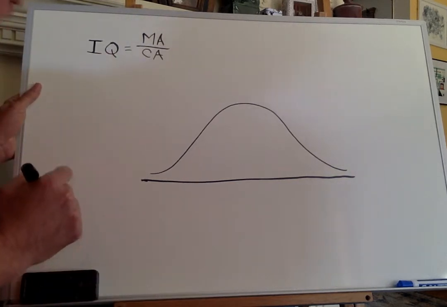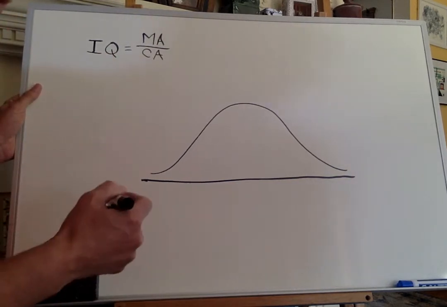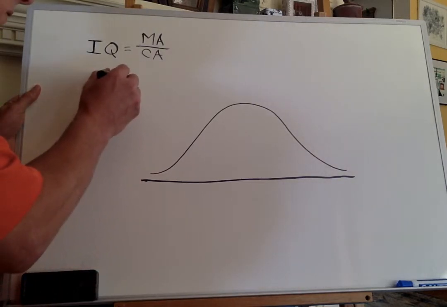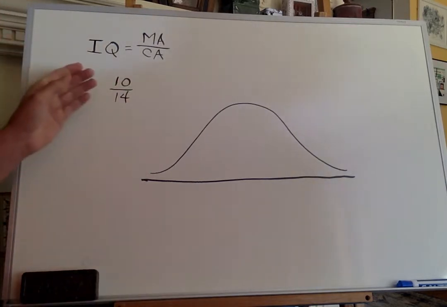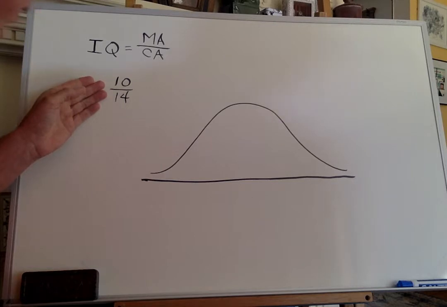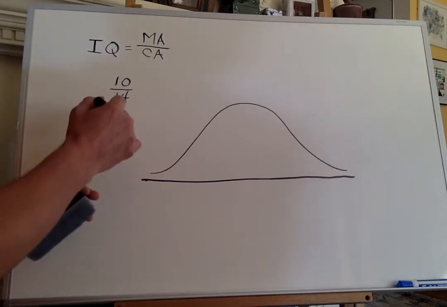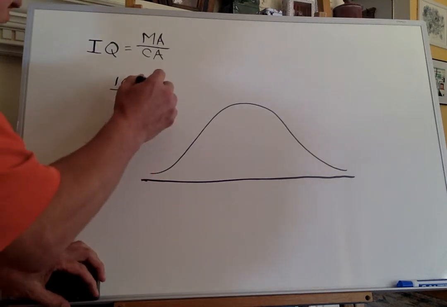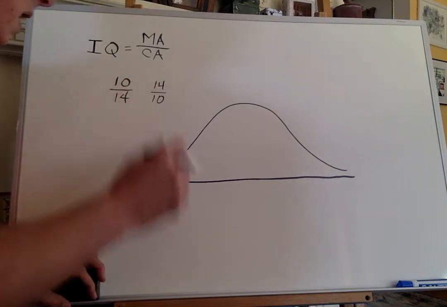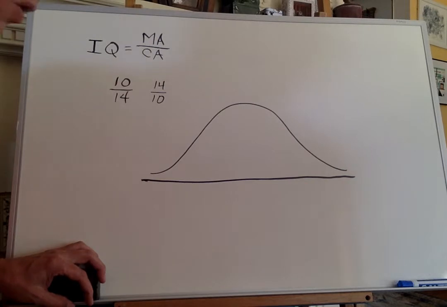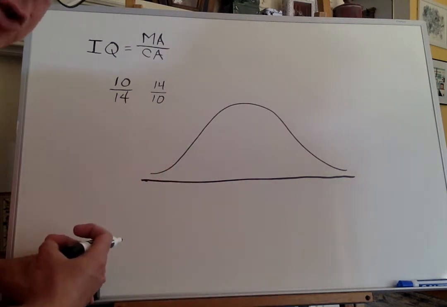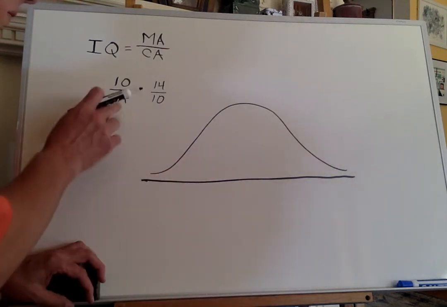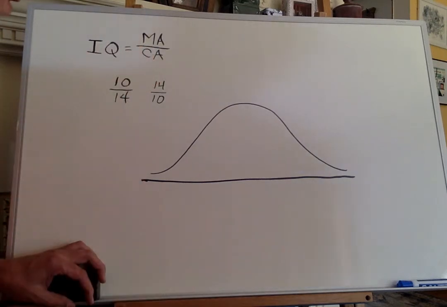Because all we need to do is put in some hypothetical data. If someone has a mental age of 10, but their chronological age is 14, that's going to give you a lower IQ score, right? So it's mental age over chronological age. You would know that if someone has a mental age of 10 and a chronological age of 14, that means they have a low IQ. So this is the correct ratio, okay? The correct quotient.